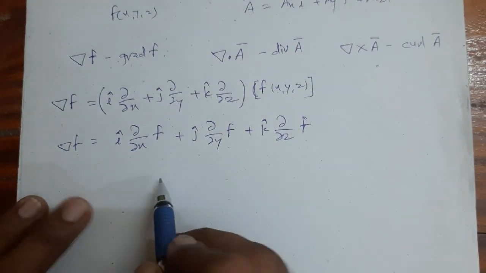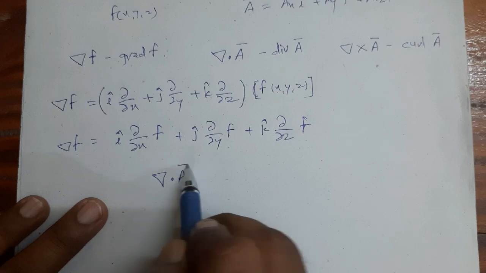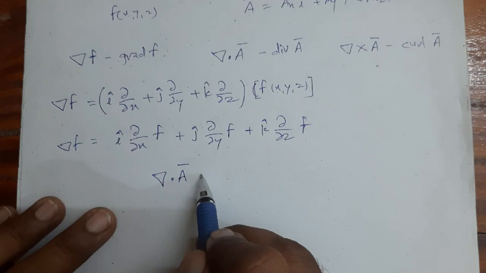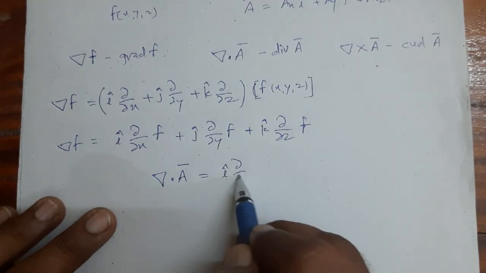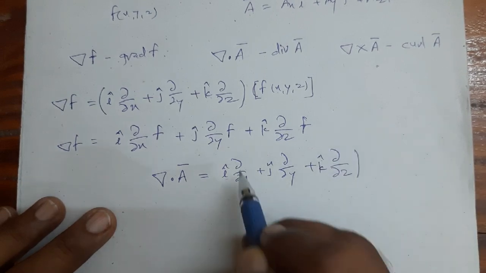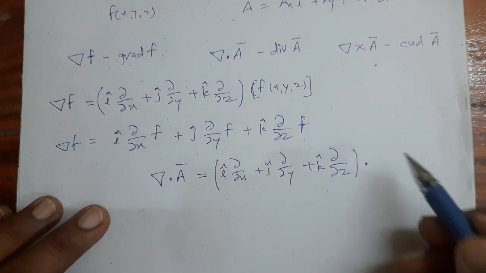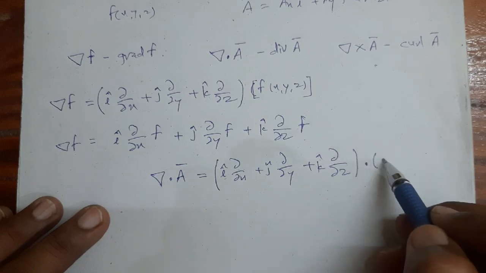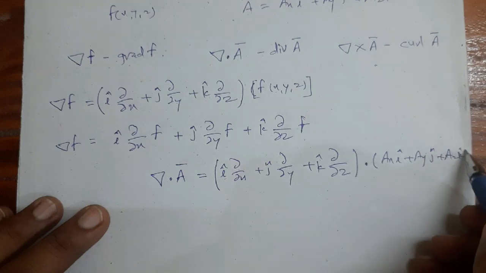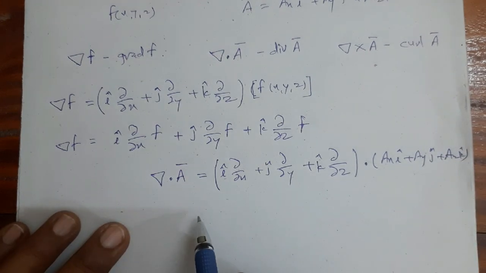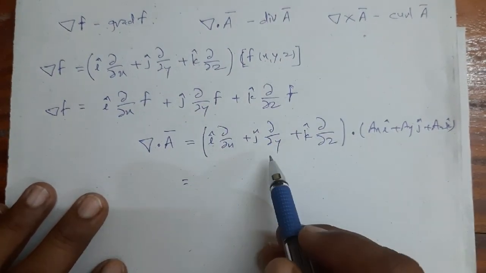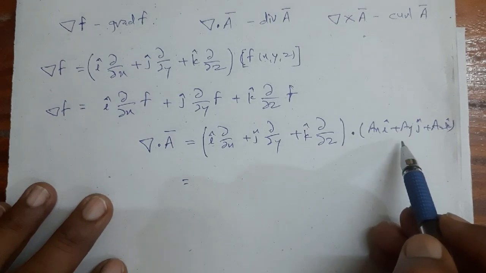Now, similarly, when we operate this del operator on the vector function a bar, that is, if I have to calculate the divergence of a bar, what do I have to do? I can write i cap ∂/∂x plus j cap ∂/∂y plus k cap ∂/∂z, which is the del operator, and then a dot. But now in general I can write a bar equal to ax into i cap plus ay into j cap plus az into k cap. It has three components, and we know that if I operate this operator on this, it is similar to the product of a bar and b bar.